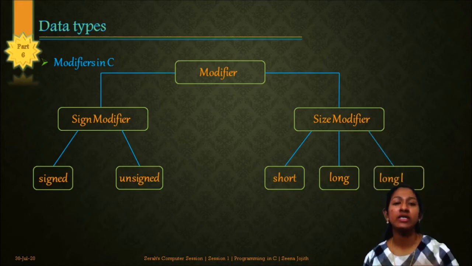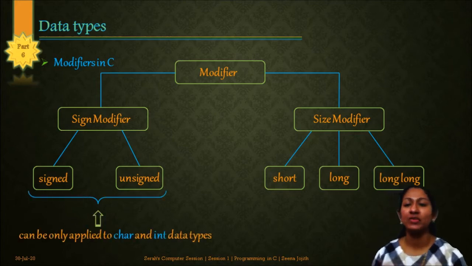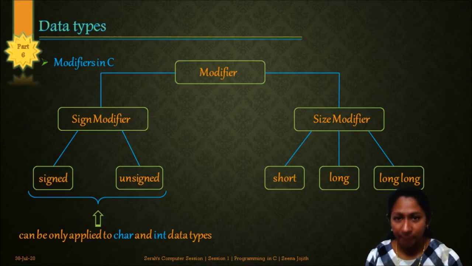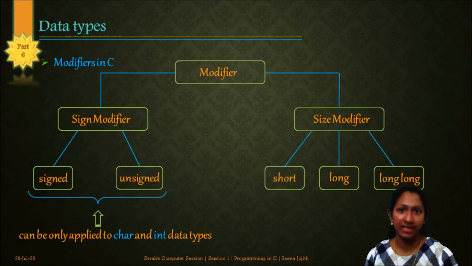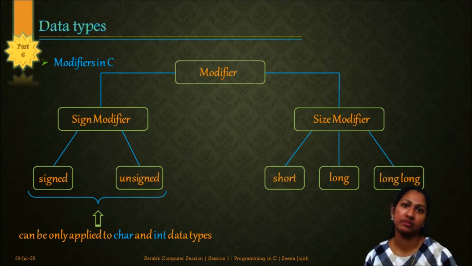And a newly introduced size modifier is long long. Now, coming back to the sign modifier, what you have to understand is that both the modifiers, signed and unsigned, can be applied only to char and int data types. Please note that point. And in cases where you don't specify a modifier, the compiler will take it as signed. The default value of a modifier is signed.